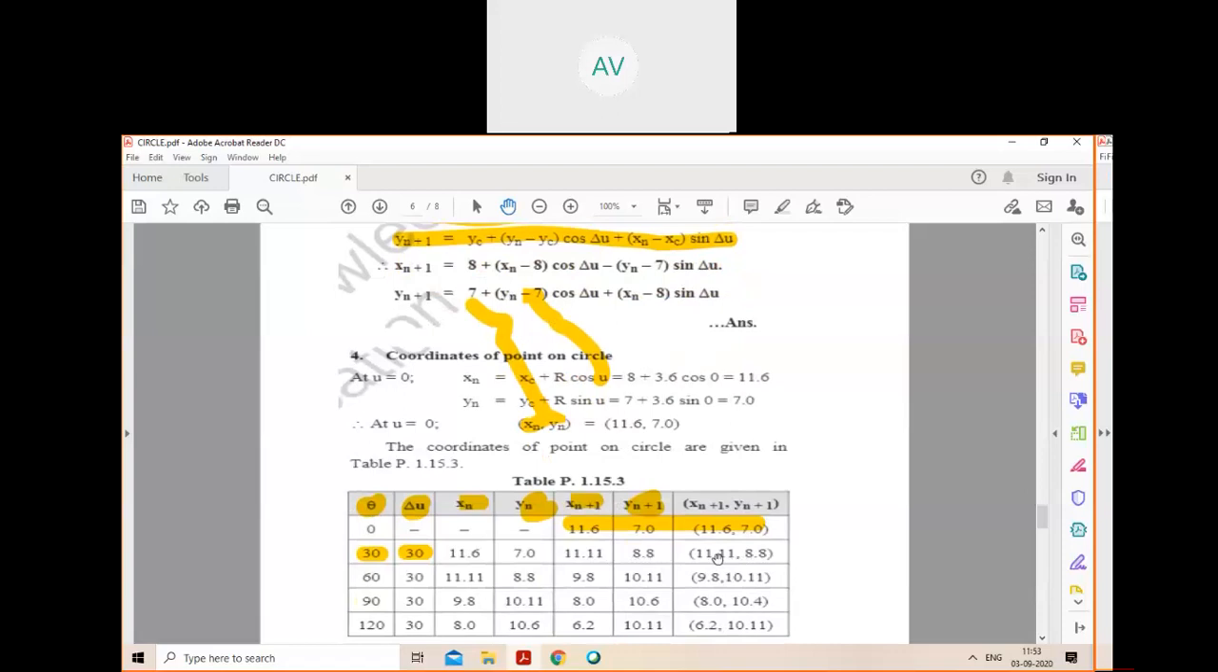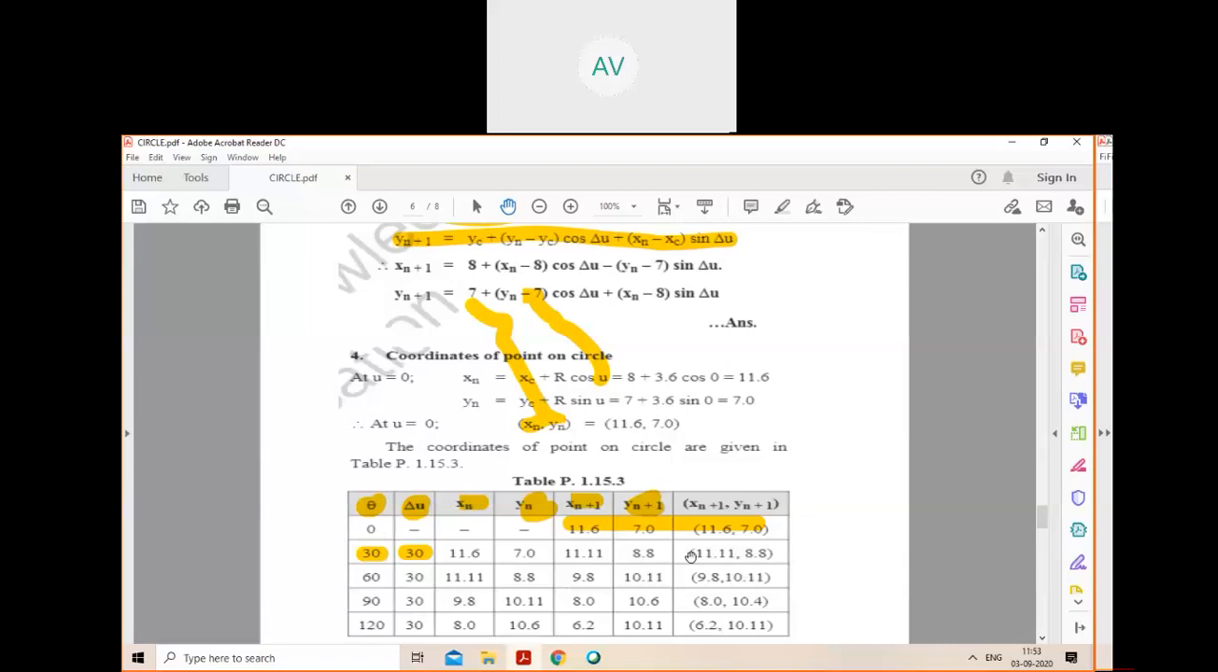This point will again be used as the previous point on the circle to calculate the next point. So for xn plus 1, the next point calculation, we take the earlier point as the previous xn values. Again we transfer this to here and find the next points. Like that we continue till 120 degree. The incremental is 30, 30, 30, 30, and here the total angle we get is 120 degree.